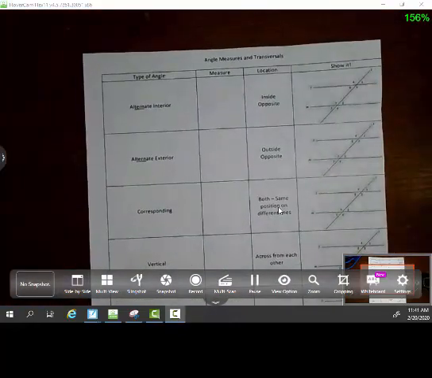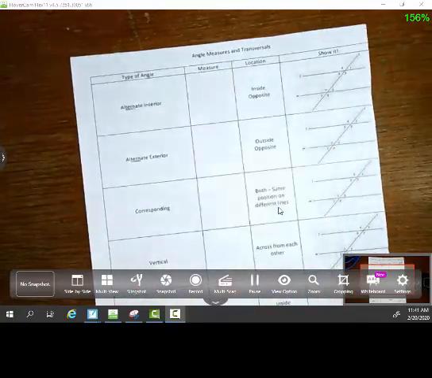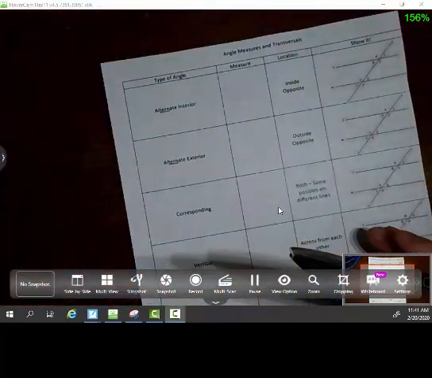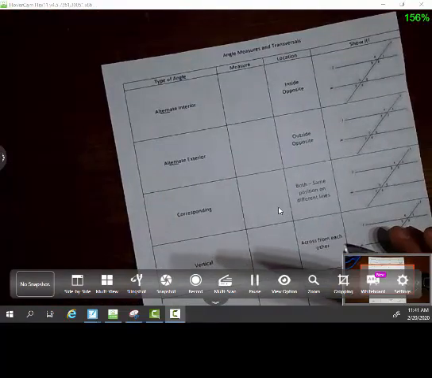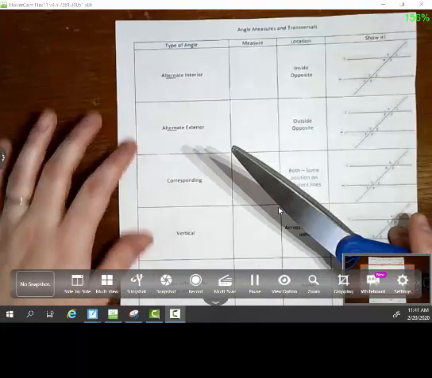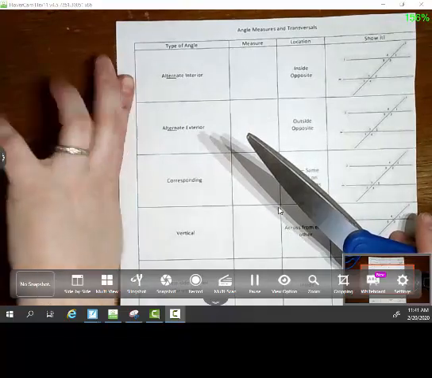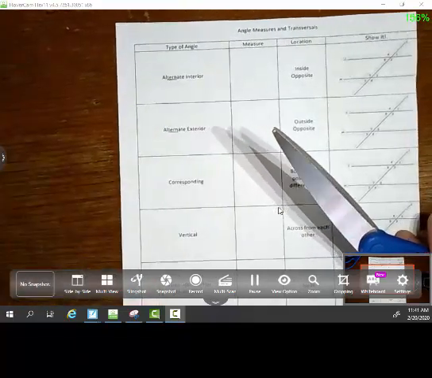When you trim the top, make sure that you still leave this title, angle measurements, and transversals. Yeah, we've got to trim this down or it won't fit in our journal. Scissors aren't even cutting, they're ripping. Yeah, they're not the best. Just do what you can with them. And then we'll actually need to trim this up a little bit too. So cut close to the word, but just don't cut the word off.